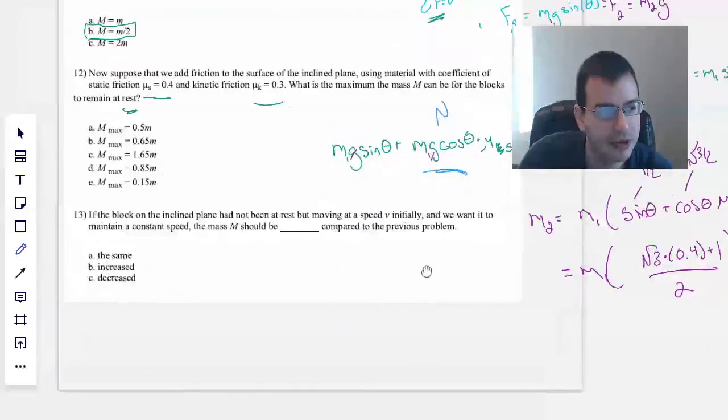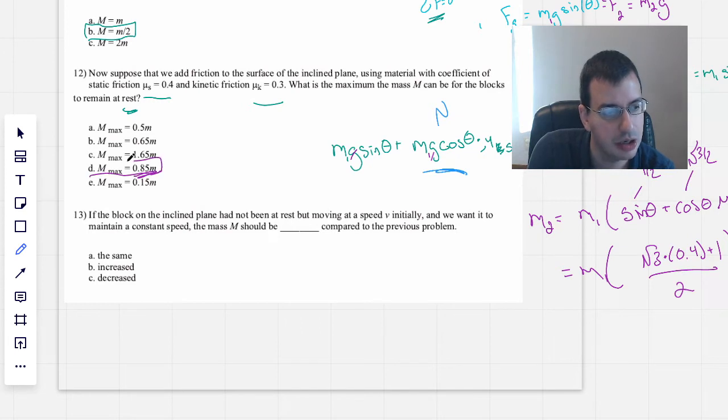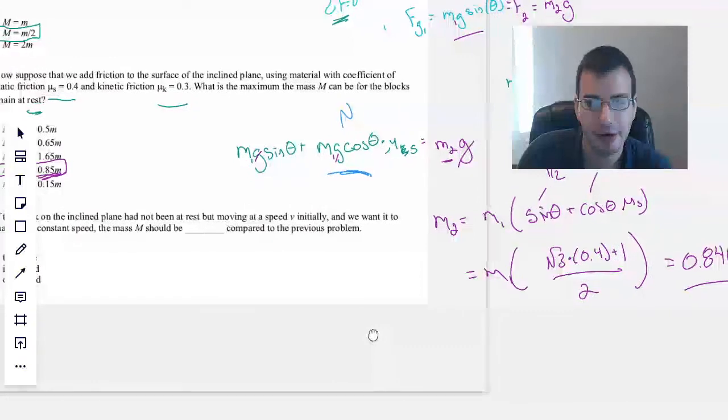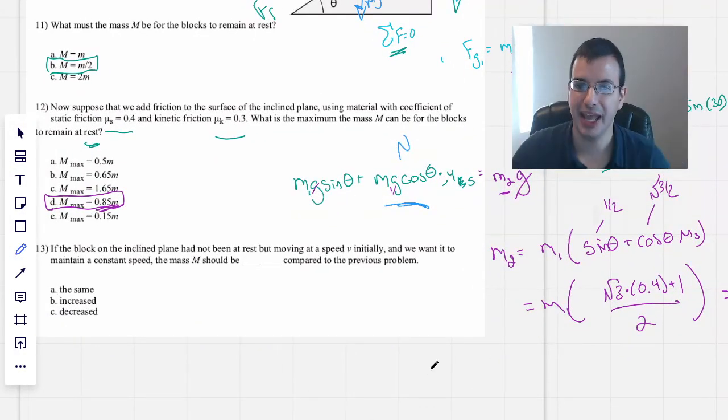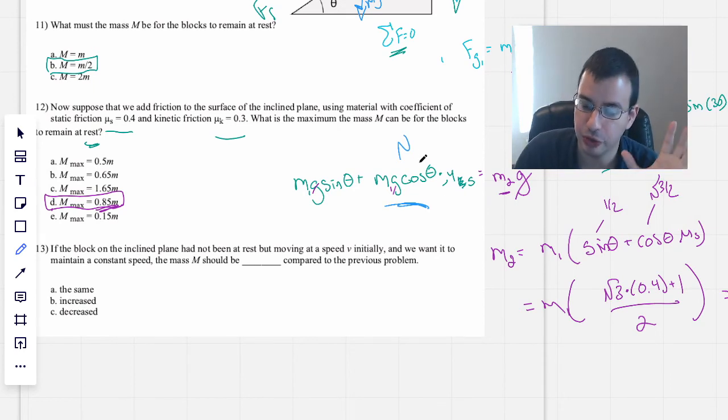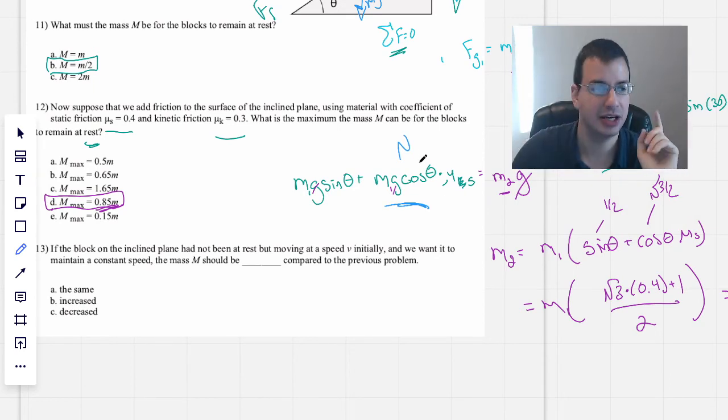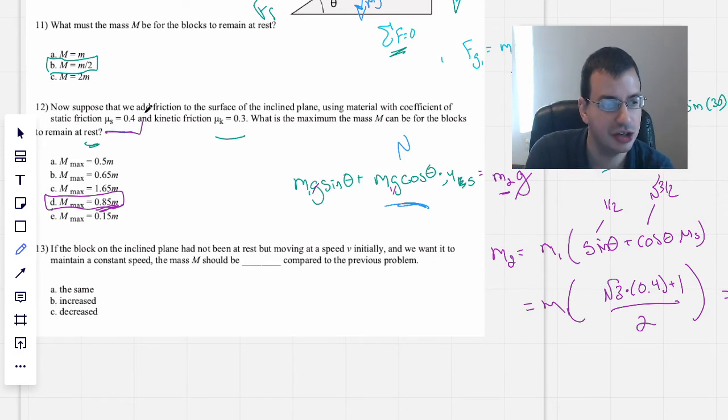So we have 0.846, which I think is this one right here. And that would be the maximum mass that the big M, the vertical block, can be for the whole system to remain at rest, given a static coefficient of friction of 0.4.